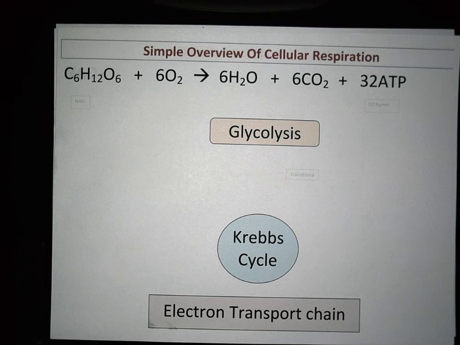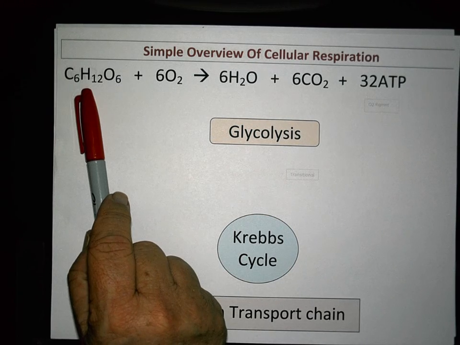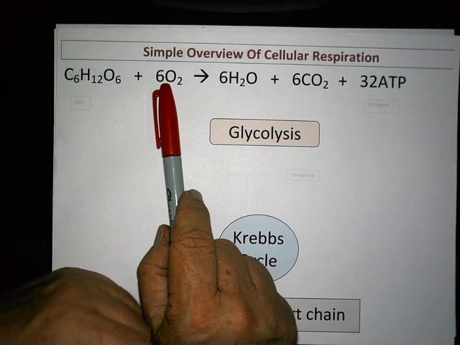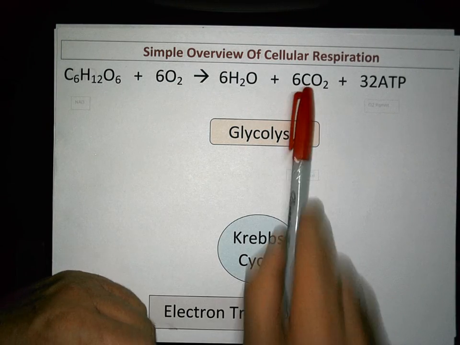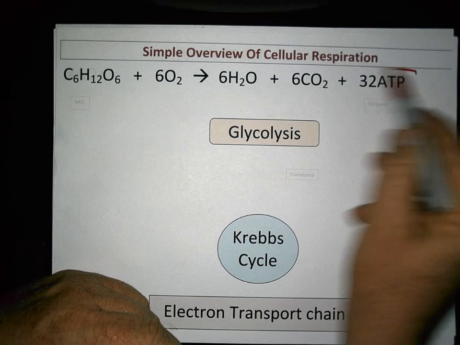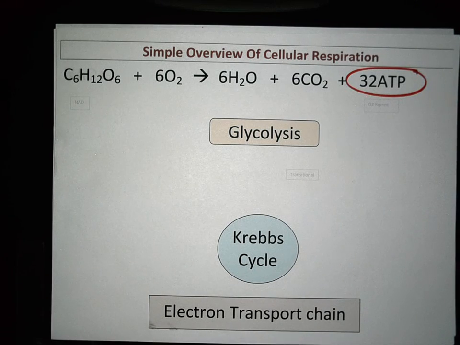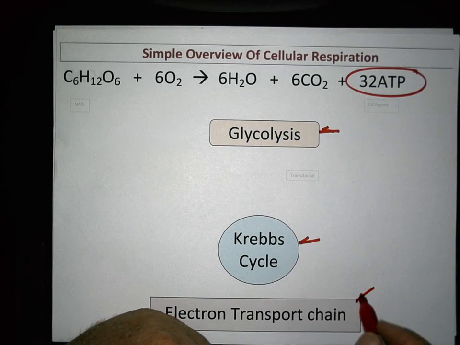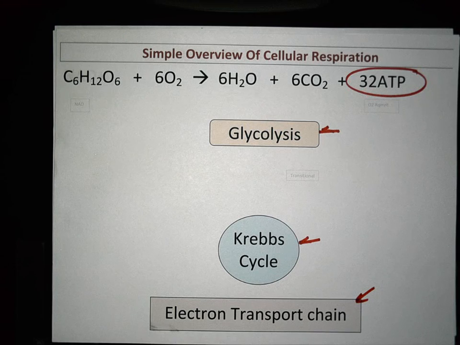In cellular respiration, we take sugar, in this case glucose, plus oxygen. The product is water, carbon dioxide, and 32 or 34 molecules of adenosine triphosphate, ATP, which is of course an energy source. That occurs in three steps. It occurs in glycolysis, the Krebs cycle, and the electron transport chain.